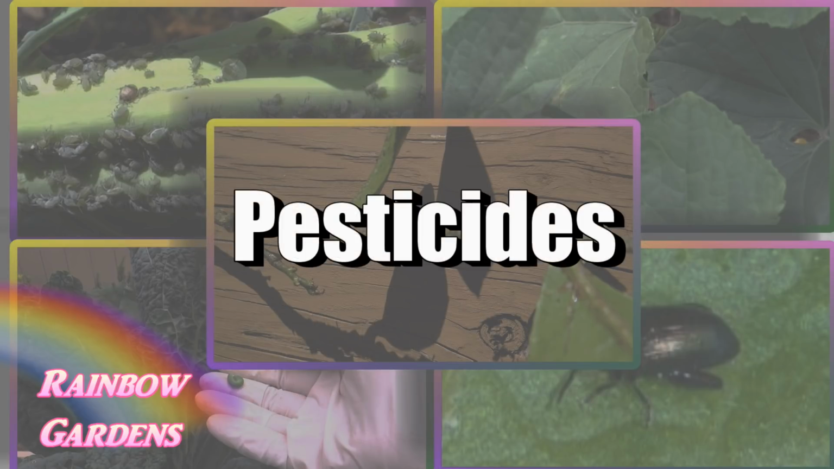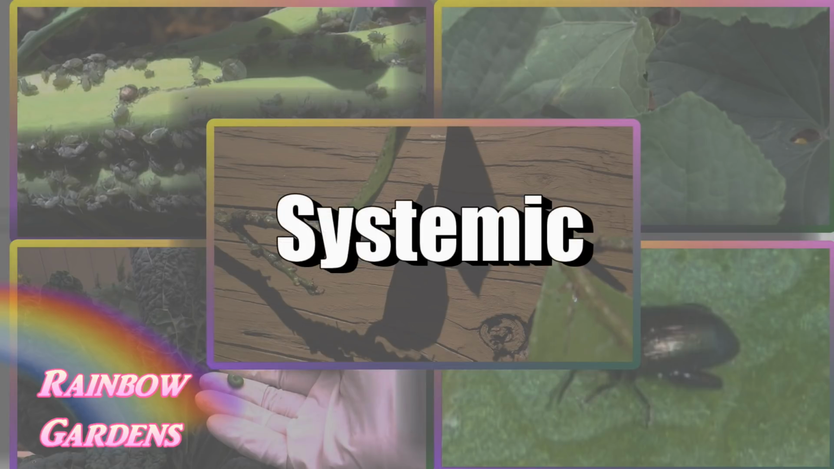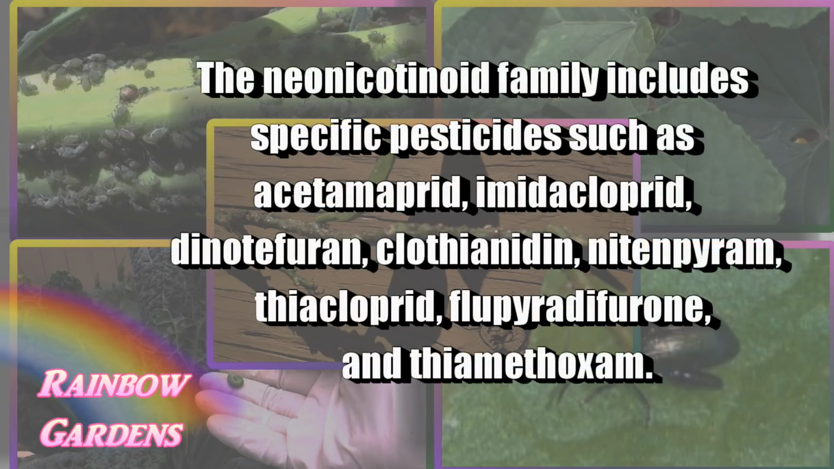So we'll take a look at some of the different pesticides. To keep this simple, I tried to break it down into 2 categories. Basically, most of your pesticides are either going to be a topical application or systemic. Now, systemic pesticides are widely used, but mostly for conventional farming, so I'm not really going to focus on those. The most popular systemic pesticide is the Neonicotinoid family.